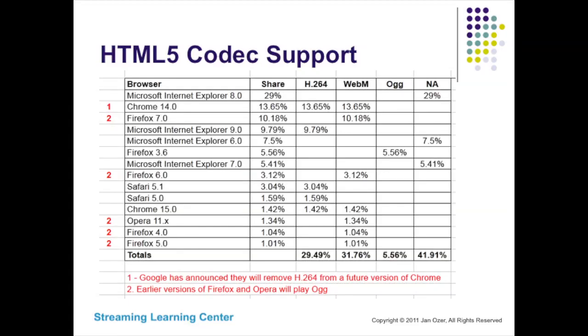If you want to support all the HTML5 browsers that have a penetration of 1% or higher, specifically Firefox 3.6, you need to have three iterations of your files if you want to do it in HTML5. So you need one WebM, one Ogg, and one H.264 file to serve all of those browsers. Is that likely to change? Yeah, it's going to change when Chrome takes H.264. I'm sorry, when Google takes H.264 out of Chrome.